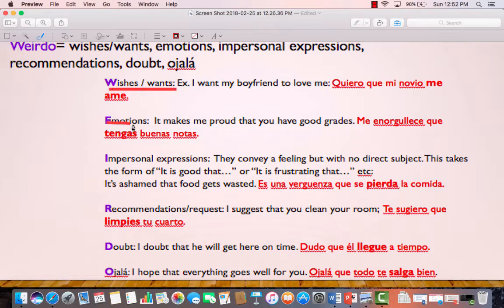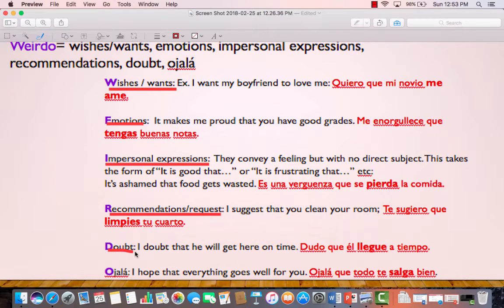For emotions, such as me orgullece que tengas buenas notas. Also for impersonal expressions, es una vergüenza que se pierda la comida. Recommendations or requests: te sugiero que limpies tu cuarto.